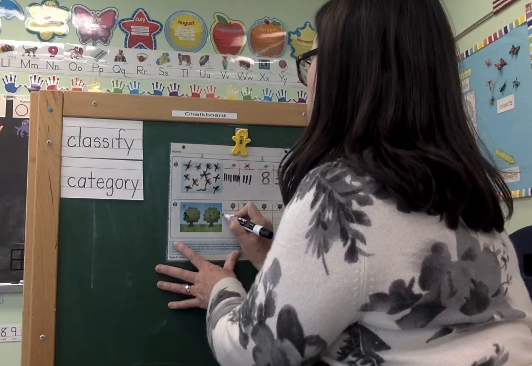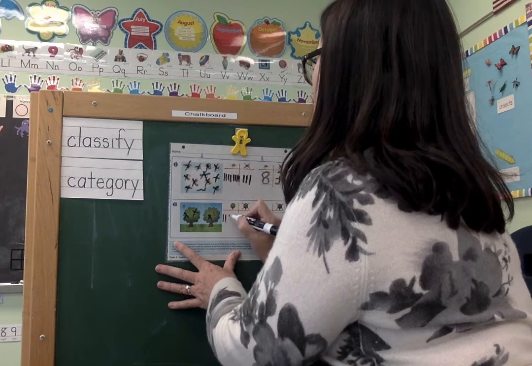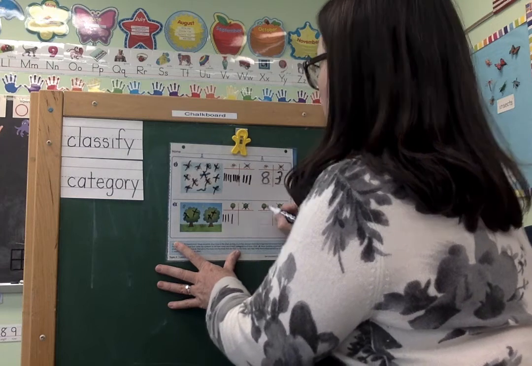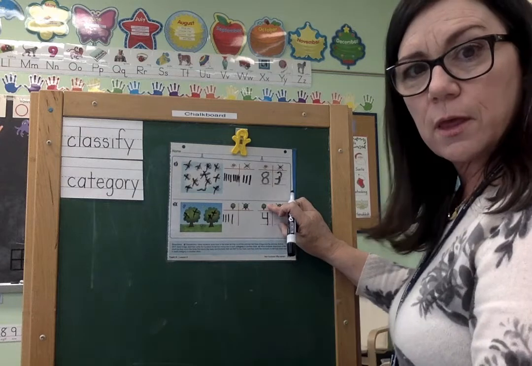Work across from left to right, and let's start with the yellow bird and count the birds in the tree. 1, 2, 3, 4, and we're going to come right over here and write number 4 right underneath the one that has the tree in it.